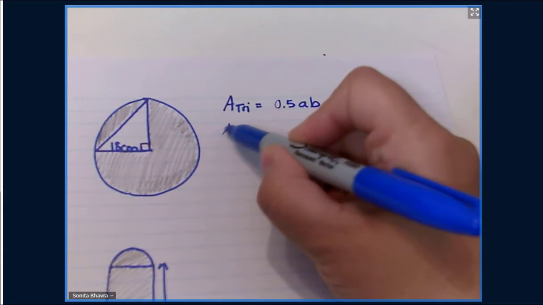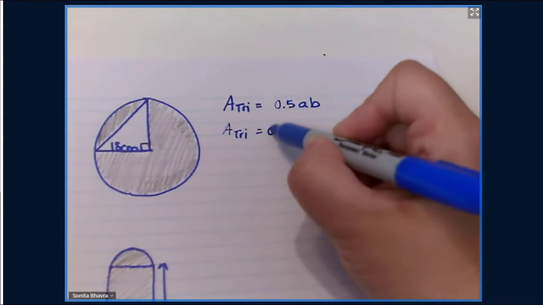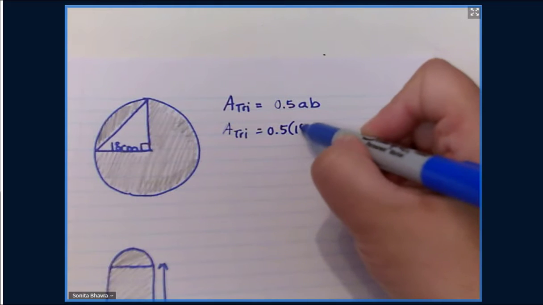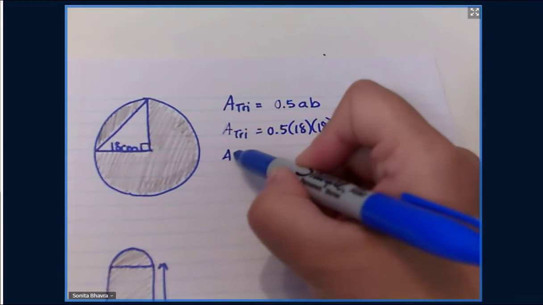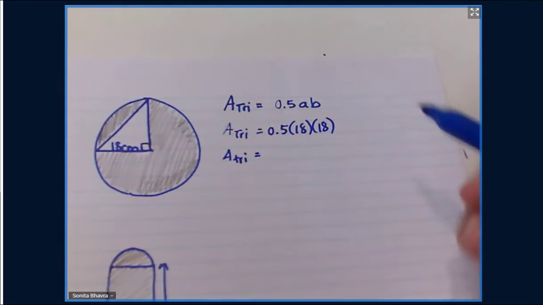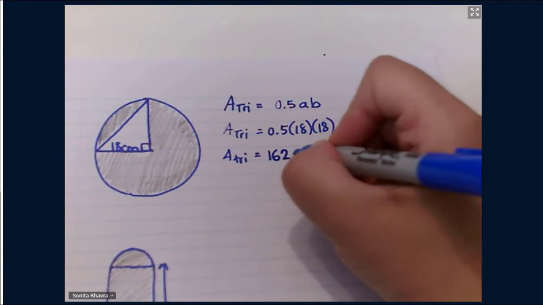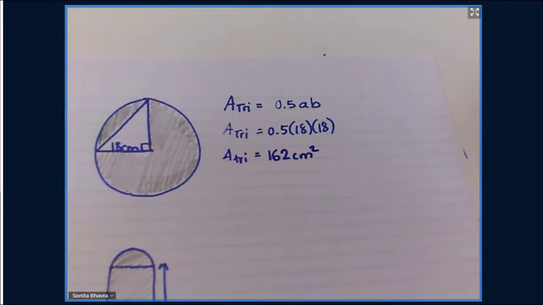So our area of our triangle will be 0.5 times 18 times 18. Okay, and put that into the calculator, and I get 162 centimeters squared. All right, so that is for the triangle.